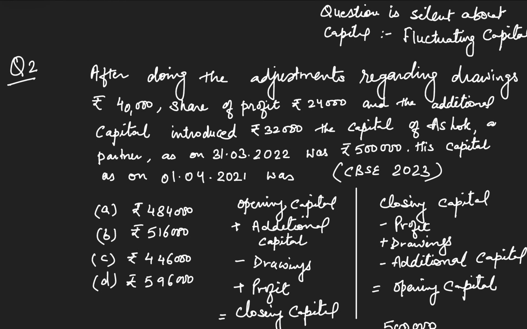Question number 2. In this question, please see that the fluctuating capital, we are going to use the fluctuating capital. Why? Because the question is silent about the method of capital to be used. Another thing, this question was asked in the CBSE 2023.